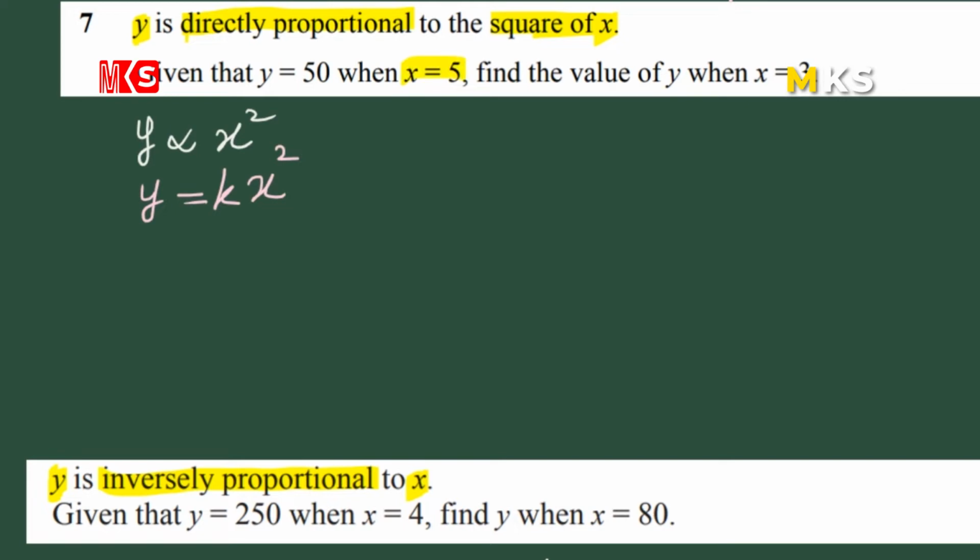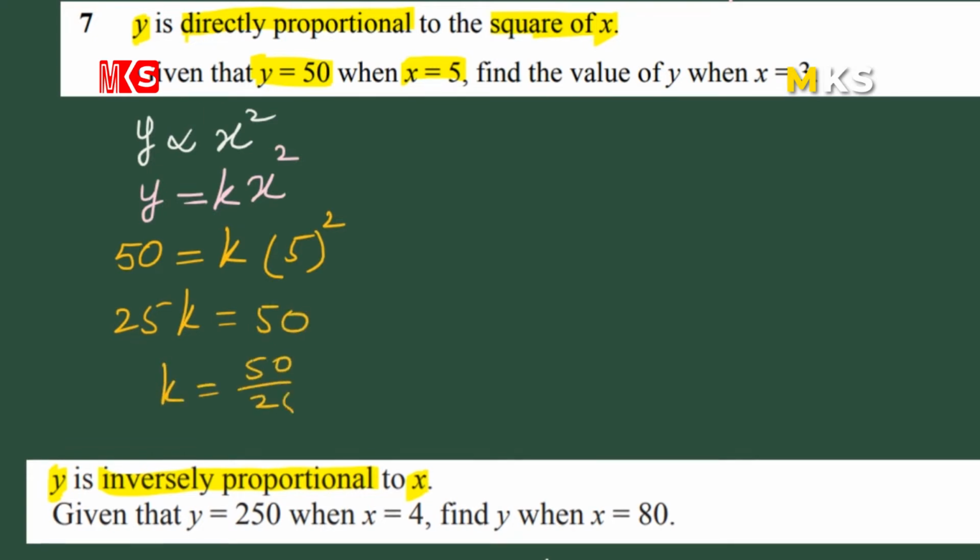To find the formula, we will put the values of x and y given in the question. So when x is 5, y is 50. So we will use these values. When x is 5, that gives us 25k is equal to 50. So k is equal to 50 over 25. Answer: k is equal to 2. So that will give us the formula y is equal to 2x squared.